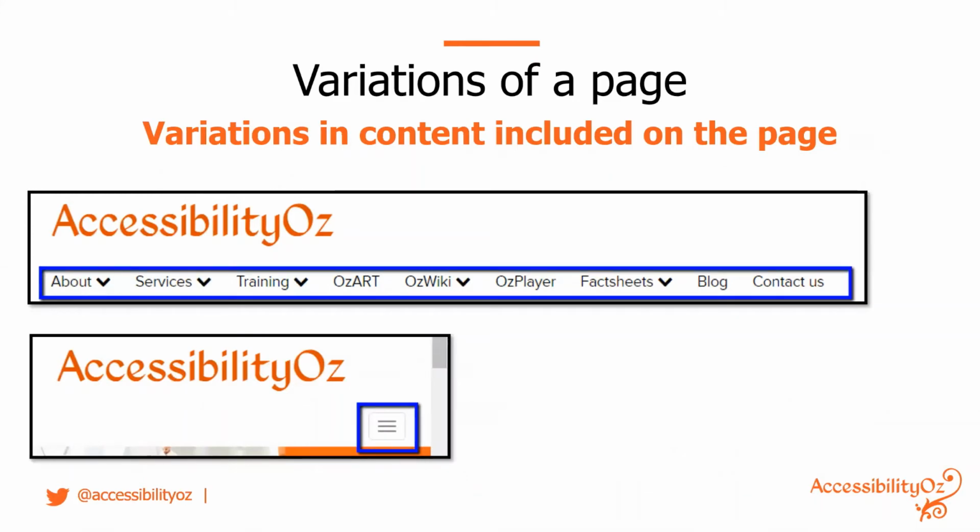So this here is variation in content included on the page. So you've got your navigation here on the AccessibilityOz website at desktop size, which is all just text along the top. And then when you make the window smaller, it's a hamburger menu. Now this is completely different code. So you actually will then need to test the navigation that goes along the header, but you also need to test that the hamburger menu has particular alternative text, meets color contrast, etc., etc. So that's variation in content, and that means that you actually have to test 2 lots of things.